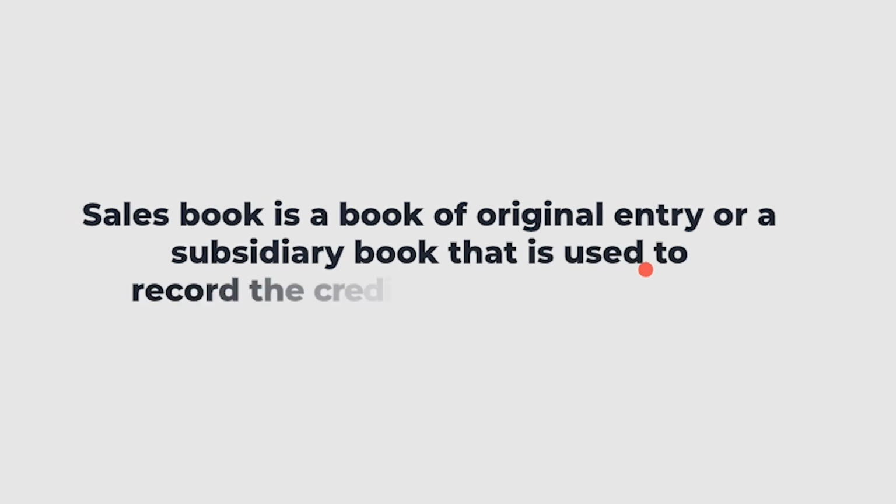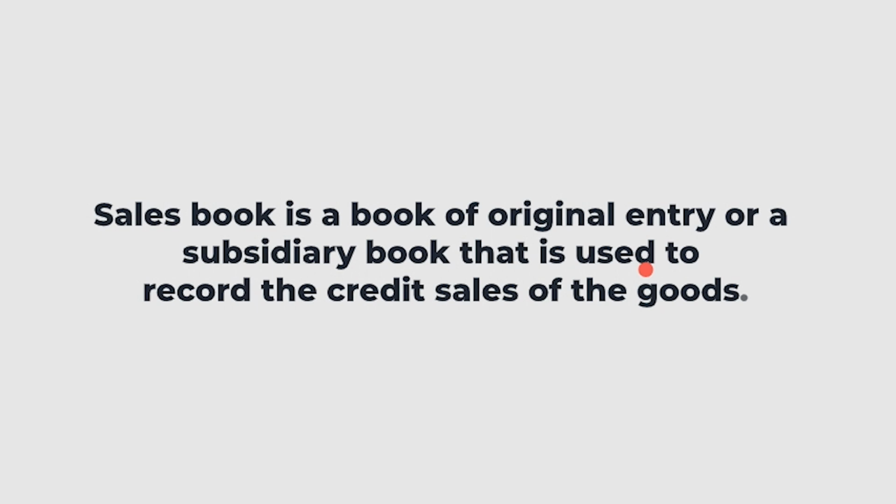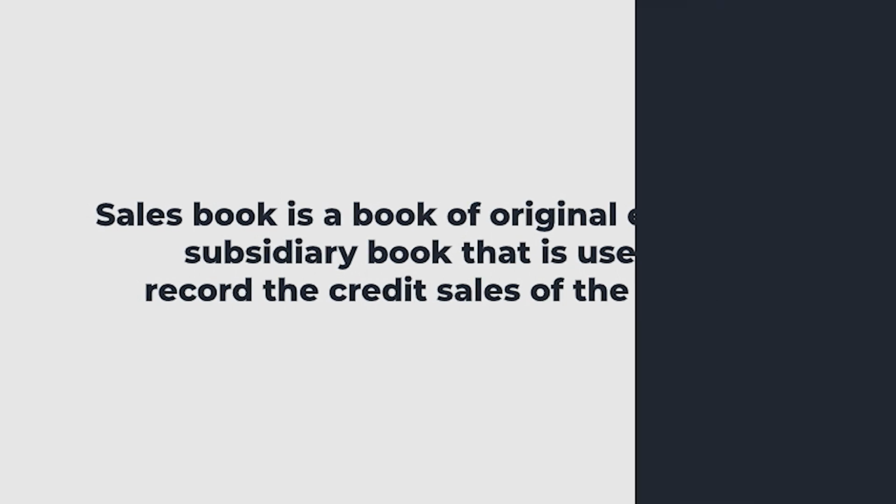So the next book of original entry we shall be looking at is the sales day book. Sales day book is a subsidiary book of accounts that is used to record goods sold to customers on credit basis only. In essence, goods sold on cash basis are not recorded in the sales day book. Neither is the disposal or the sale of fixed assets recorded in the sales day book.